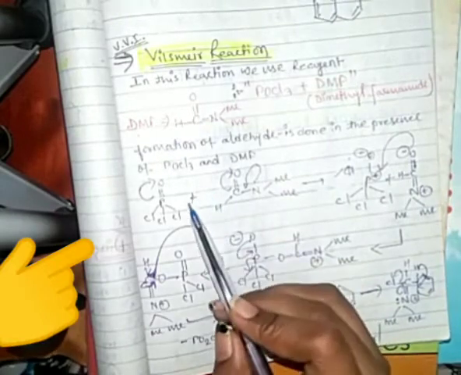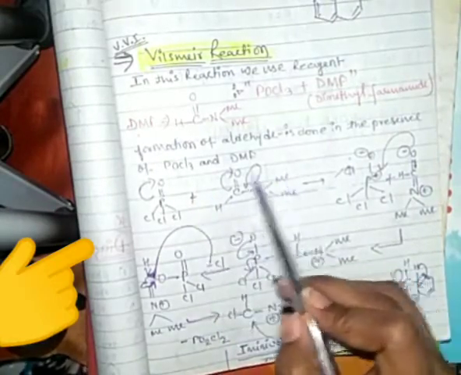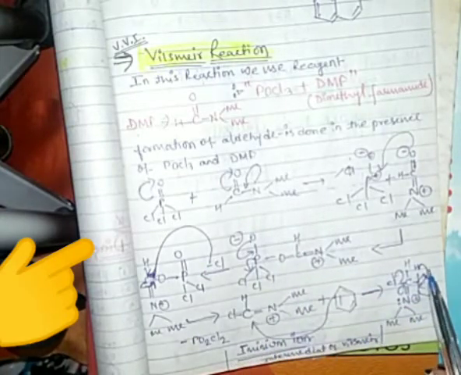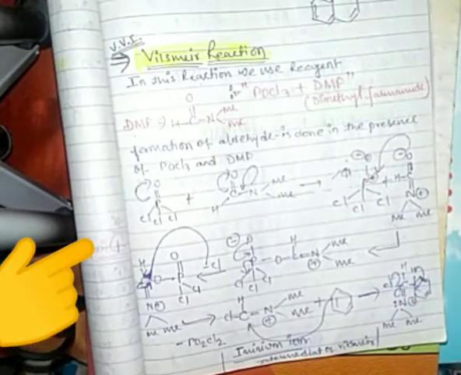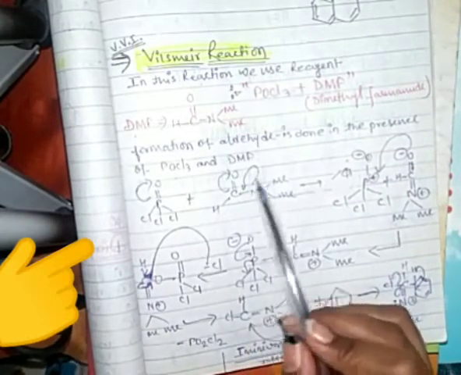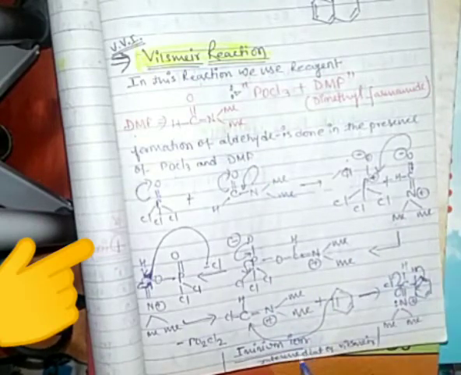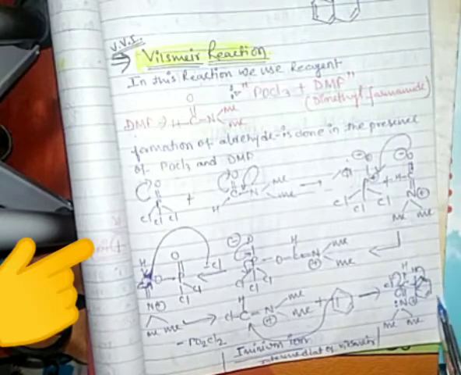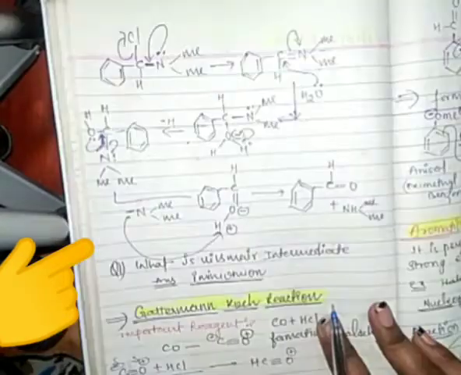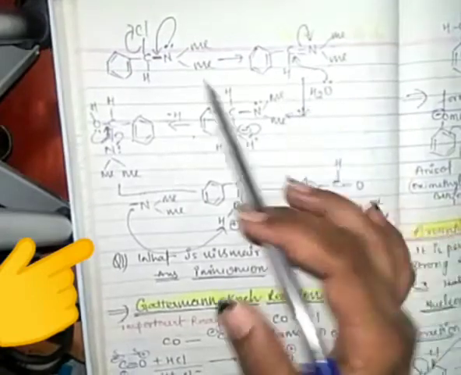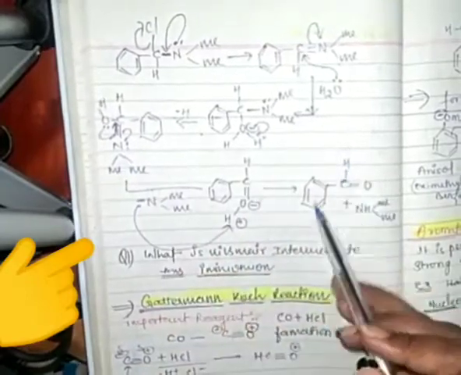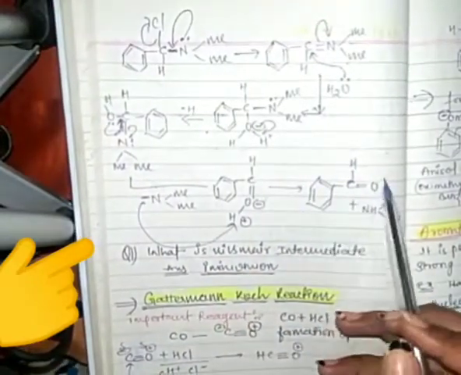In the first step, POCl3 and DMF react together. When POCl3 and DMF react together, they form an iminium ion as the intermediate of Vilsmeier. It reacts with the benzene ring and forms the product, and this is the whole mechanism of the Vilsmeier reaction. At last, as product we get the aldehyde group.